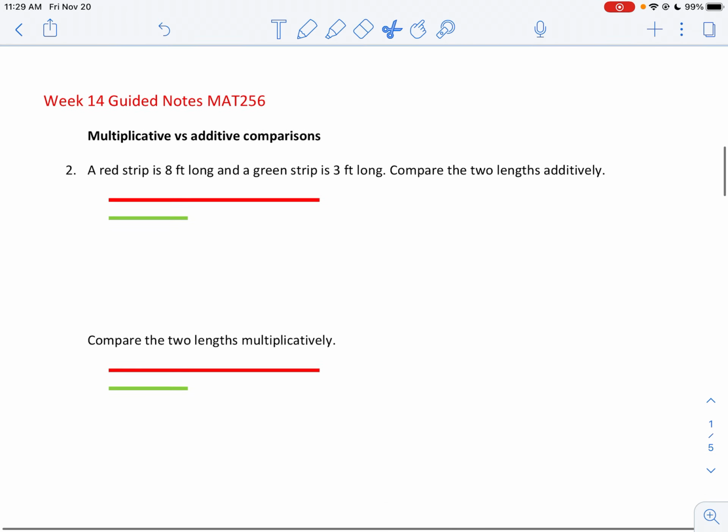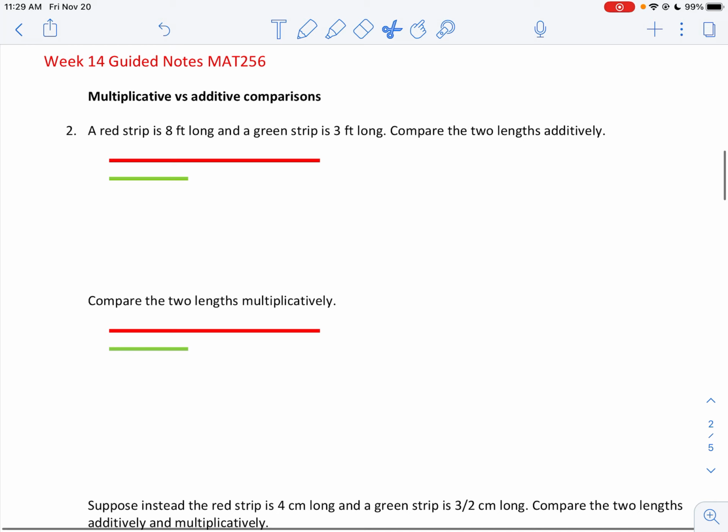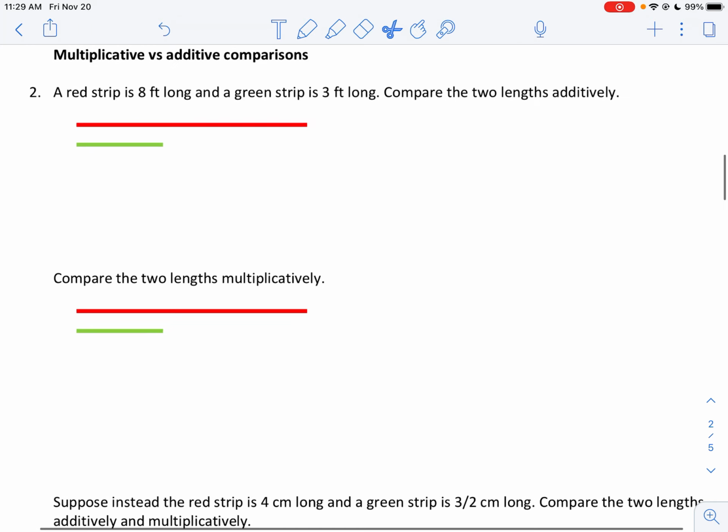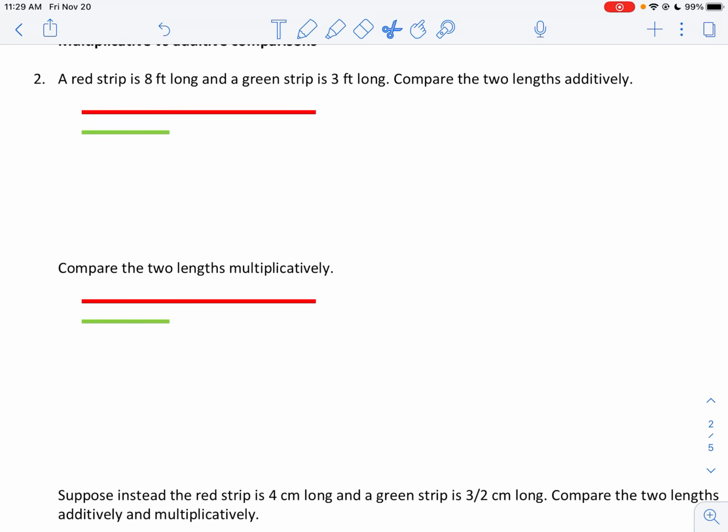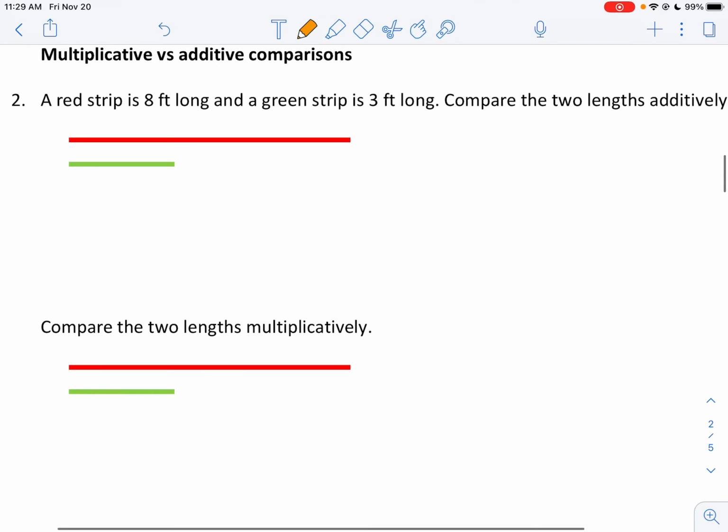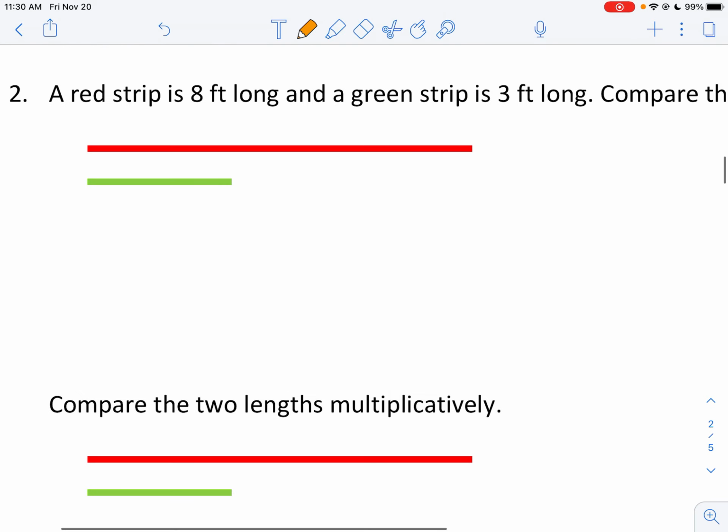Let's move on to number 2, an idea known as multiplicative versus additive comparisons. So we have 2 strips. A red strip is 8 feet long and a green strip is 3 feet long. We're going to compare the 2 strips additively. What that means is what would you need to add to one of these strips, the smaller one, so that it's equal in length to the longer one.